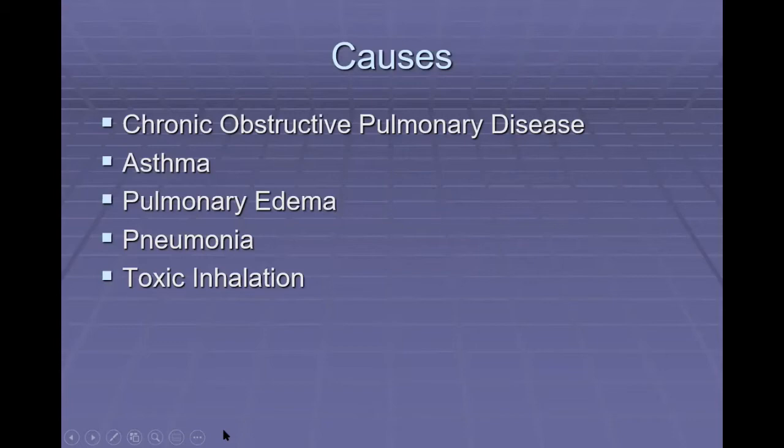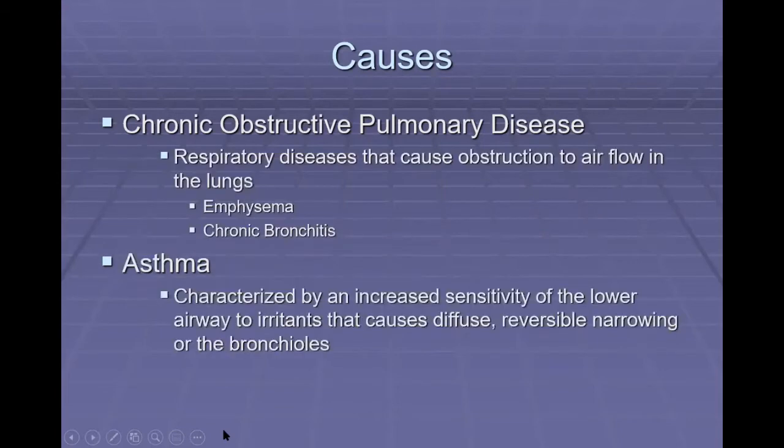So some of the most common causes of bronchial constriction and bronchospasm are chronic obstructive pulmonary disease, or COPD. COPD consists of chronic bronchitis and emphysema. Others are asthma, pulmonary edema, pneumonia, and toxic inhalation. Toxic inhalation can also be caused by inhaling certain gases, things in a fire state, that kind of stuff.